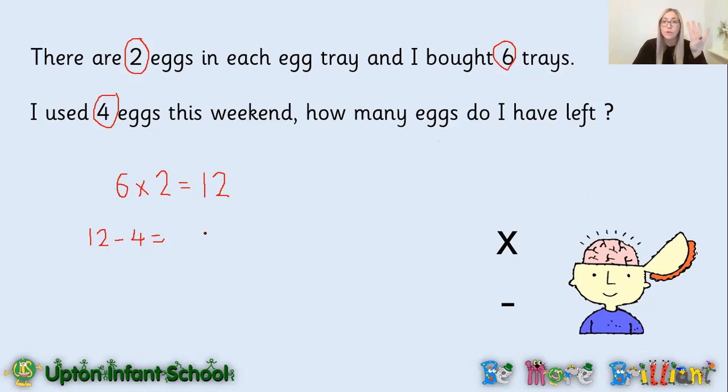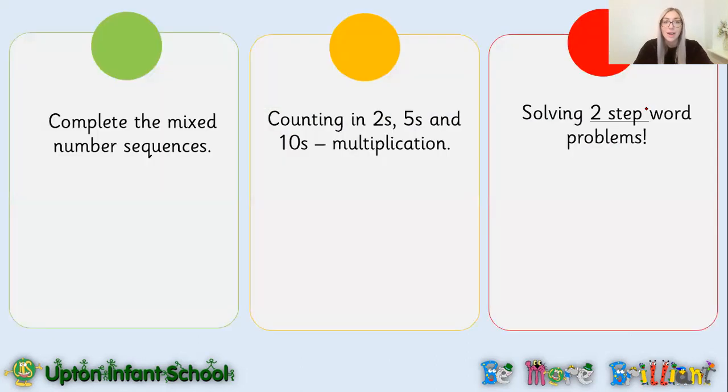Okay, 4 on your fingers, the smallest number on your fingers, biggest number in your head, 12. Okay, so tap your head, 12. We are going backwards. 12, 11, 10, 9, 8. My answer is 8. How many eggs do I have left? Well, you have 8 left. Okay. Wow, that was tricky.